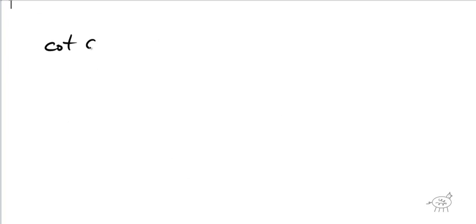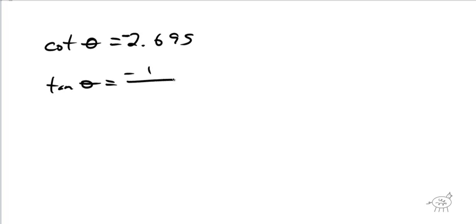Cotangent of theta is equal to 2.695. Let's make it negative. Cotangent of theta is equal to negative 2.695. So you're going to rewrite this as tangent theta is negative 1 over 2.695. It's so easy to do. Okay, and then you're going to do inverse tangent. So theta equals inverse tangent of that. Positive, right?